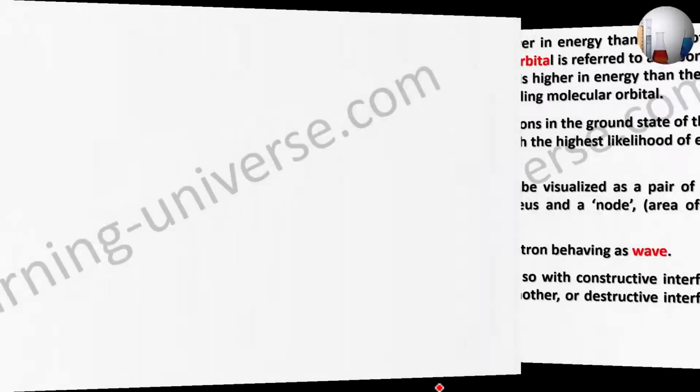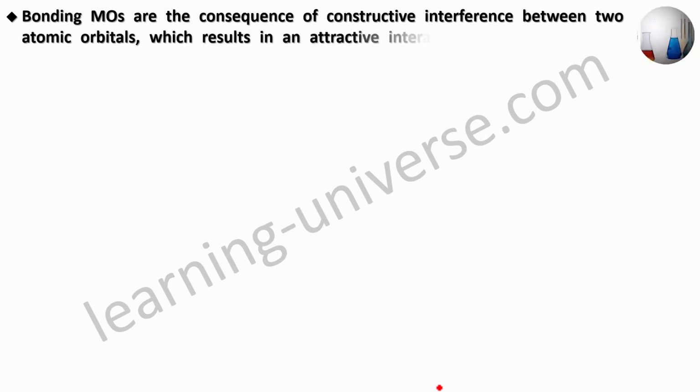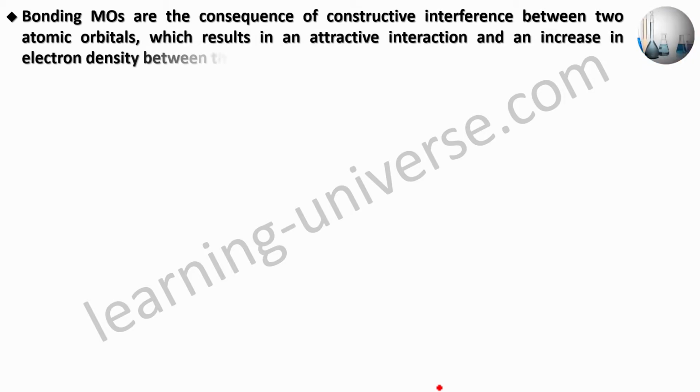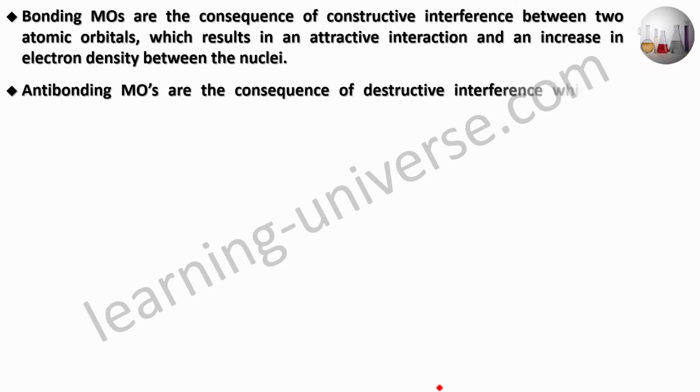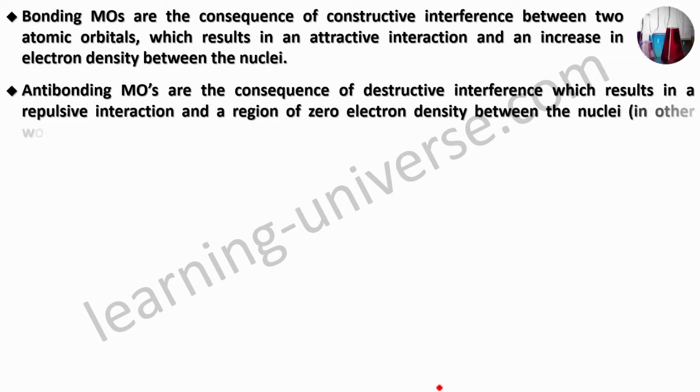So bonding MOs are the consequence of constructive interference between the two atomic orbitals, which results in an attractive interaction and an increase in electron density between the nuclei. Antibonding MOs, on the other hand, are the consequence of destructive interference, which results in a repulsive interaction and a region of zero electron density between the two nuclei.